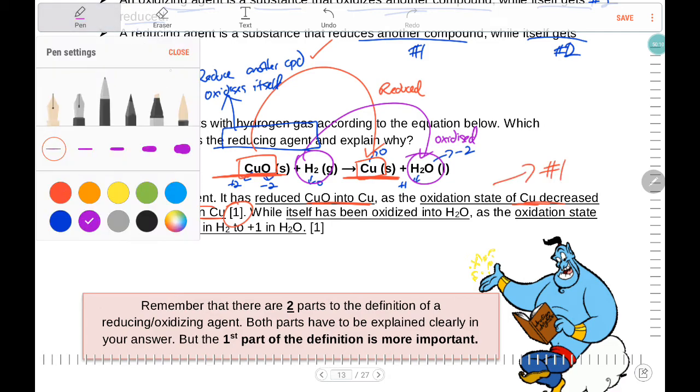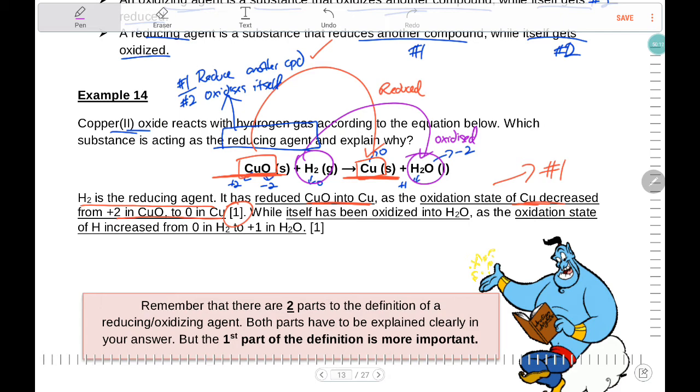If the question is 2 marks, we then bring in the second definition, which is that it oxidizes itself in the process. And then itself has been oxidized into water, and so on, the same answer. That gives me the second mark. So depending on the marks allocated in the question, we answer accordingly, 1 or 2 marks, always giving the most important definition first. Then if it's a 2-mark question, we add in the second definition.